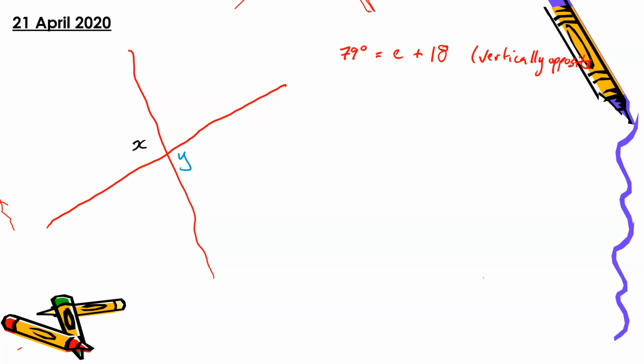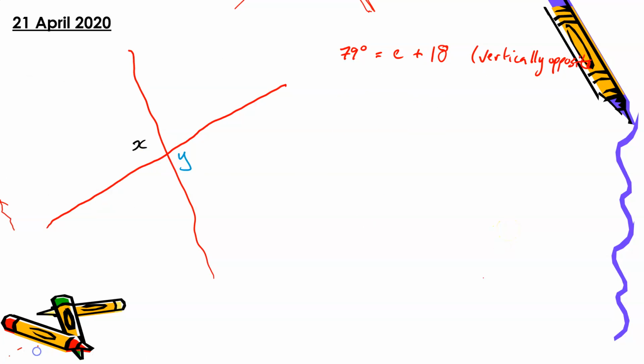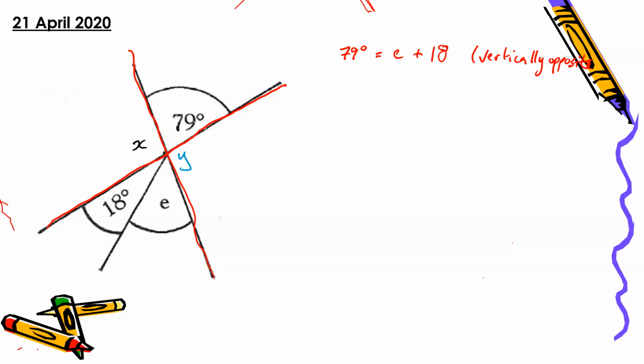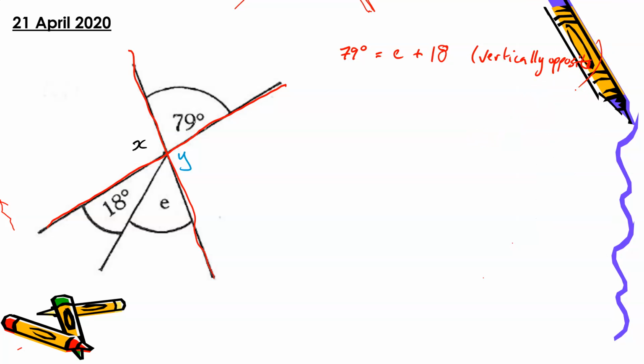Vertically opposite angles. So we can work that out then. E must be equal to 79 take away 18, which gives us 61 degrees.